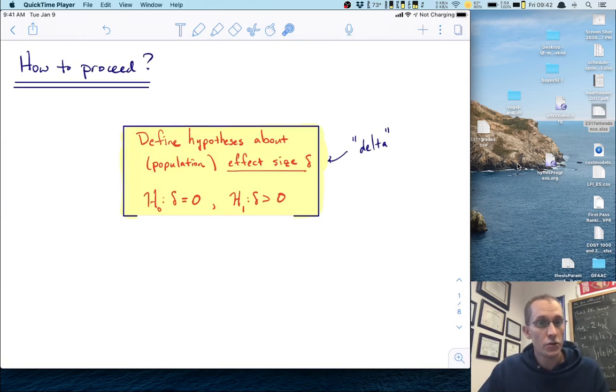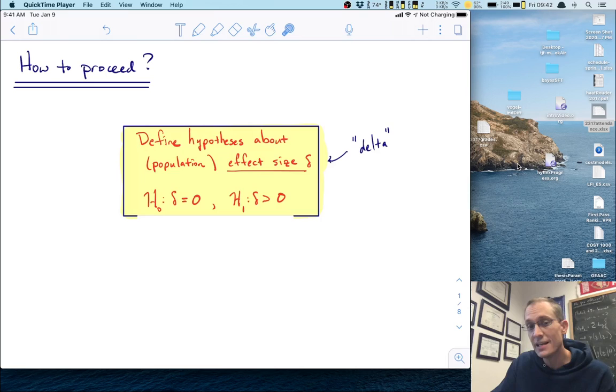Well, the first thing we should do, of course, is define some hypotheses. We've done that this semester. We've defined hypotheses about the specific means that we expect to see, but this time I'm going to do something slightly different. Instead of defining a hypothesis about the population mean, I'm going to define two hypotheses about the effect size. And this symbol that you see, this little squiggly line, is a Greek letter D. It's a delta. We're going to be using that Greek letter a lot today.